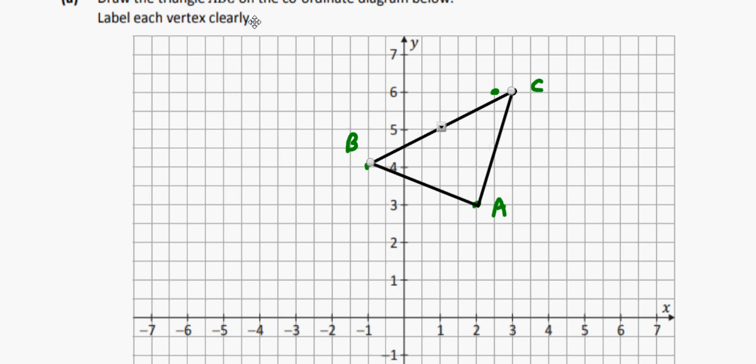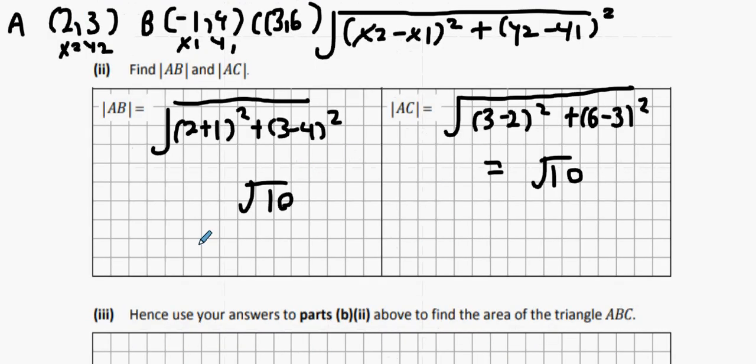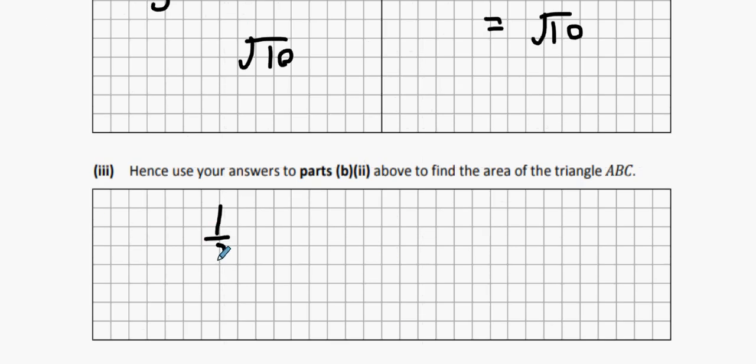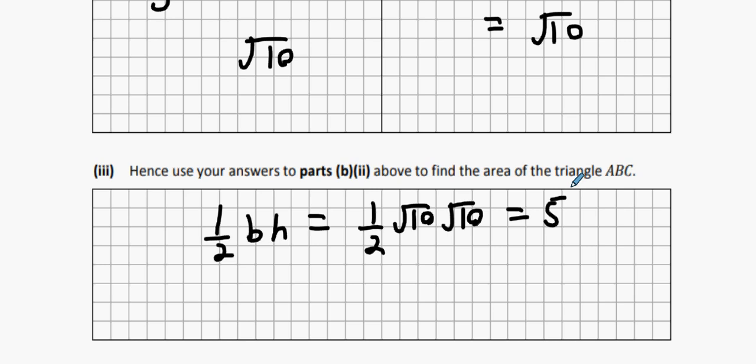Lads, you know this is root 10, you know this is root 10. And then you know a half base times height, only for a right angle triangle, can get you the area. So it's going to be a half base times height, which is a half root 10 by root 10. The answer is 5. Who got that one out?